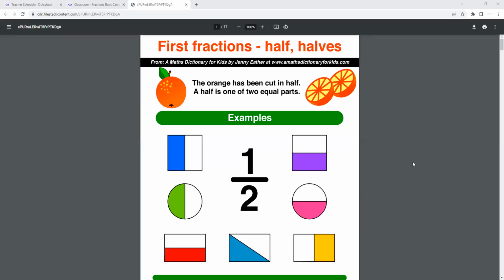Welcome to the first week of Fractions Boot Camp. So today we're going to be going over what is a fraction, how to simplify fractions, what are improper fractions, mixed numbers, how to convert back and forth, and how to simplify fractions.